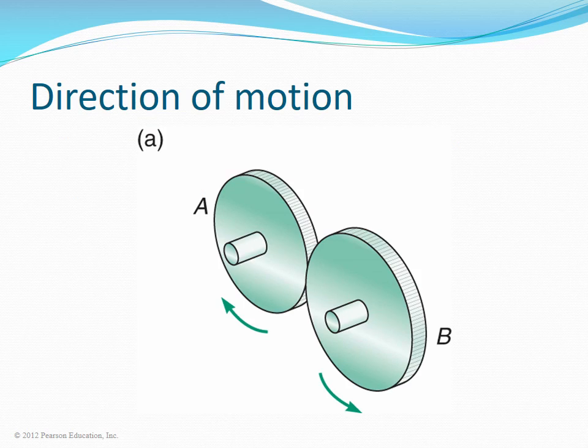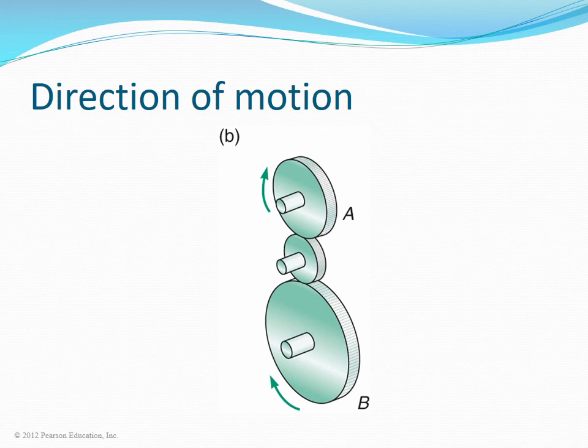When two gears mesh, they turn in opposite directions as shown in the figure. If gear A turns clockwise, gear B turns counterclockwise. If gear A turns counterclockwise, gear B turns clockwise. If a third gear is inserted between the two, as in the figure, then gears A and B are rotating in the same direction. This third gear is called an idler.